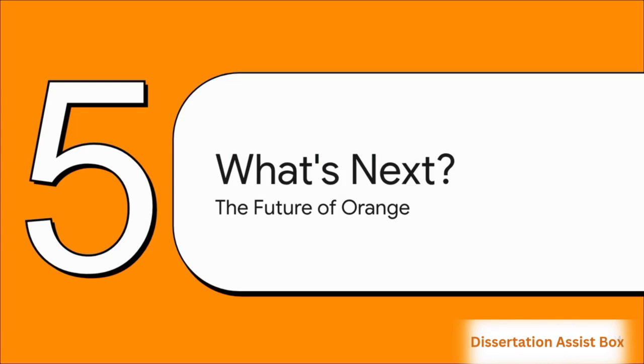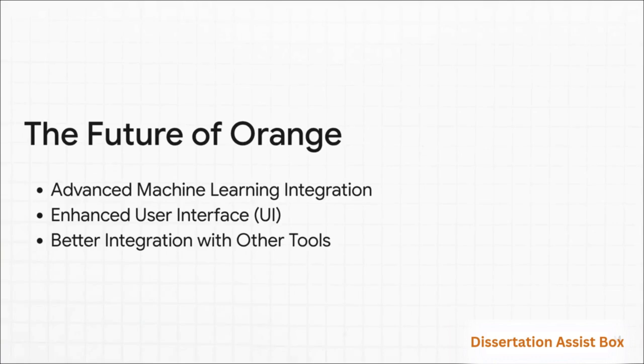Okay, last section. Number 5, what's next? So we've seen what you can do right now, but what's on the horizon? Where is a tool like Orange actually going? Well, the platform is constantly evolving, which is awesome. We can definitely expect to see even more advanced machine learning models getting integrated. The user interface is always getting better, more intuitive, and we'll probably see better and better integration with all the other tools in the data science world. Really, the big picture goal is just to make this kind of powerful analysis even more seamless, something that fits right into your daily work without any friction.